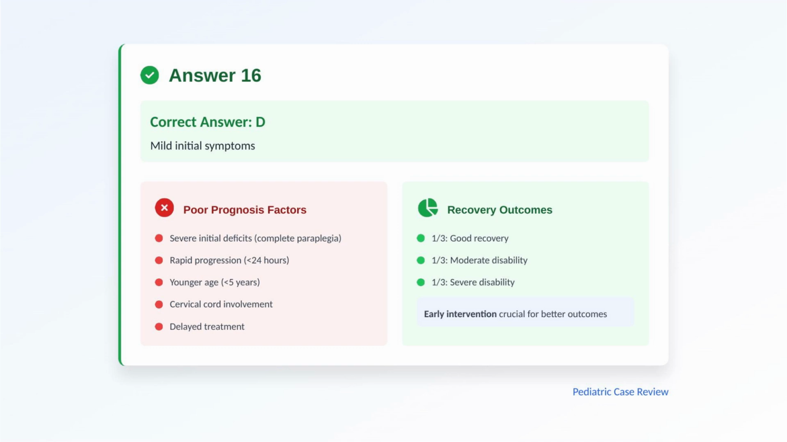Mild initial symptoms are associated with a better prognosis in pediatric transverse myelitis. Several factors are associated with poorer outcomes, including severe initial deficits, particularly complete paraplegia, rapid progression of symptoms occurring in less than 24 hours, younger age, especially under 5 years, cervical spinal cord involvement, and delayed initiation of treatment. Overall, approximately 1/3 of children make a good recovery, 1/3 have moderate disability, and 1/3 experience severe disability. Early intervention is crucial for optimizing outcomes.